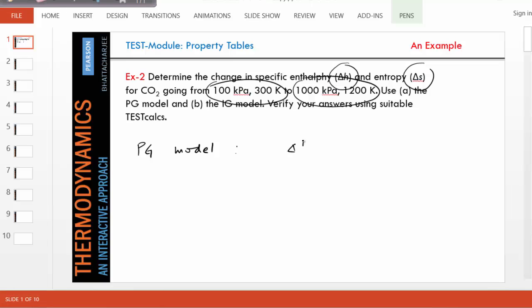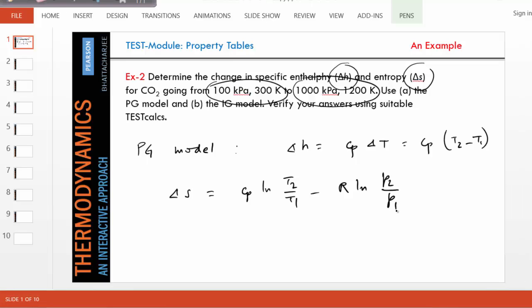We know delta H is given by Cp times delta T. And entropy change is given by Cp ln T2 over T1. And this is the simplified version of the gas model where Cp and Cv are assumed constant. As a result, these simple formulas result. So let's pick up the properties.